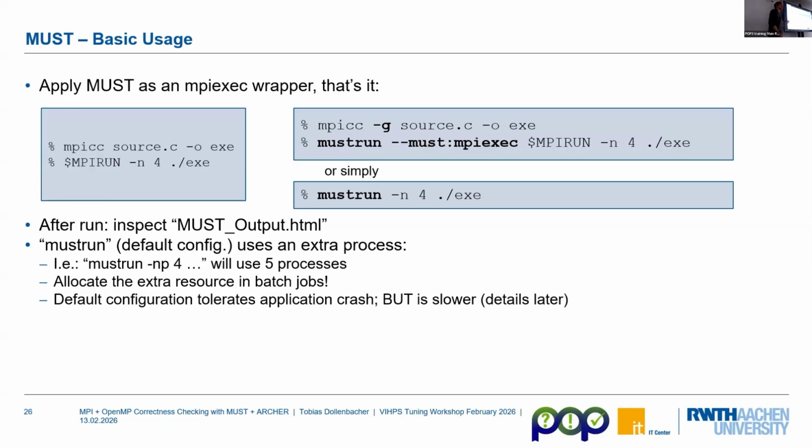We have some more options that I'm going to show in a bit. But the default configuration allows the application to actually crash. So if you have severe errors that crash the application, that is covered. MUST will not crash and still generate the output. However, this means that MUST can only do the analysis a little bit slower than if we assume that the application never crashes. So you can tell MUST that the application is not crashing, but more on that later.